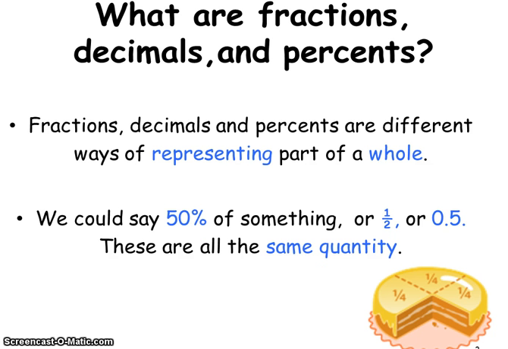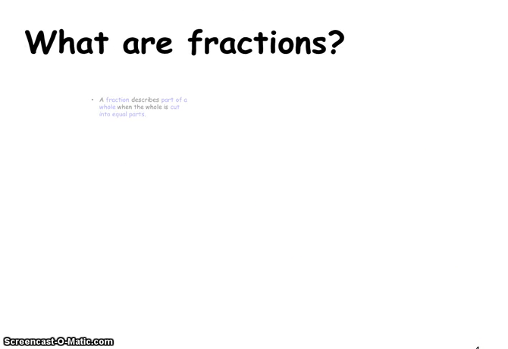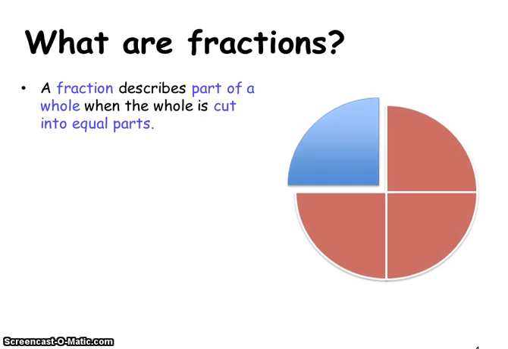So we could say 50% of something, or 1 over 2, or 0.5 of something, these all mean the same thing. If you ate half the cake, you ate 50% of the cake, or 1 over 2, or 5 over 10, which would be an equivalent fraction, or 0.5. They're just expressed in different ways, but yet they mean the same thing. So we'll break down each of these.